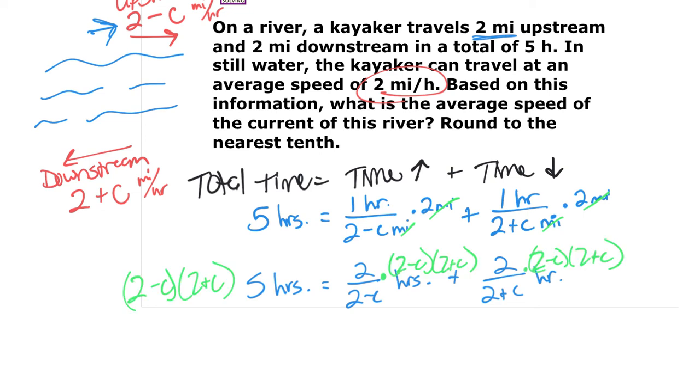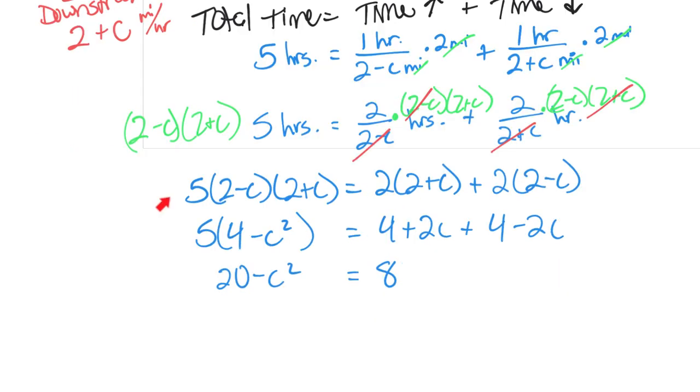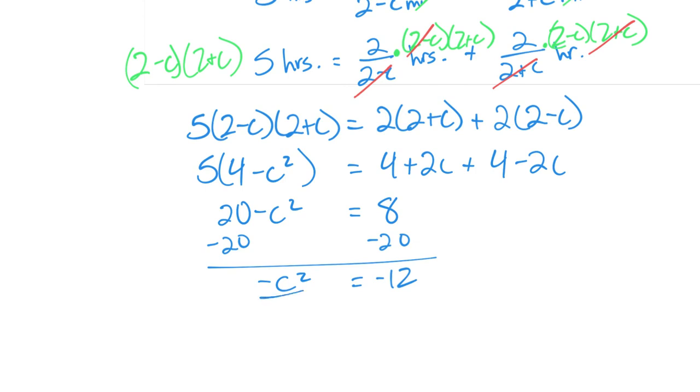I'm multiplying every single term by 2 minus c times 2 plus c, and I'm going to be able to simplify a few terms here. As I've multiplied everything out and combined like terms, I'm left with this. I could solve this like a quadratic, but I'm going to do something a little bit different. I'm going to work to get c by itself, and when I do that, I'm going to divide here by -1. So I have c squared equals positive 12.